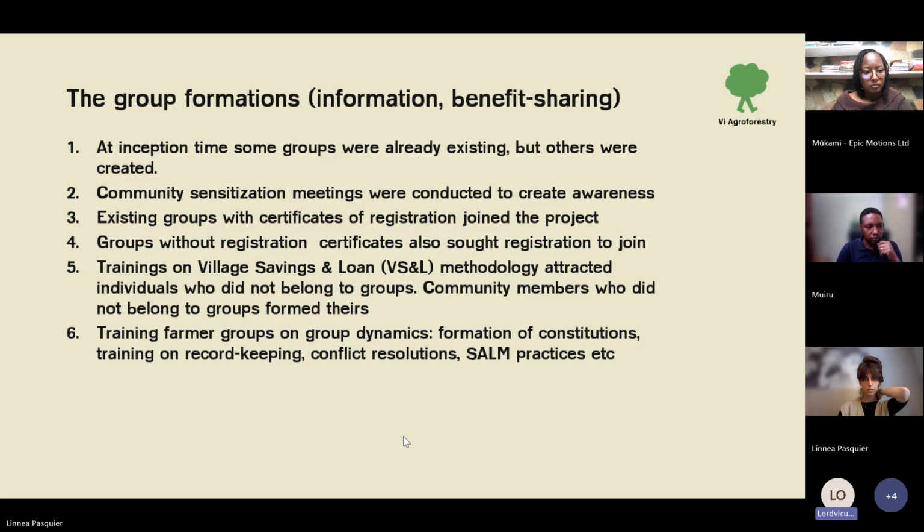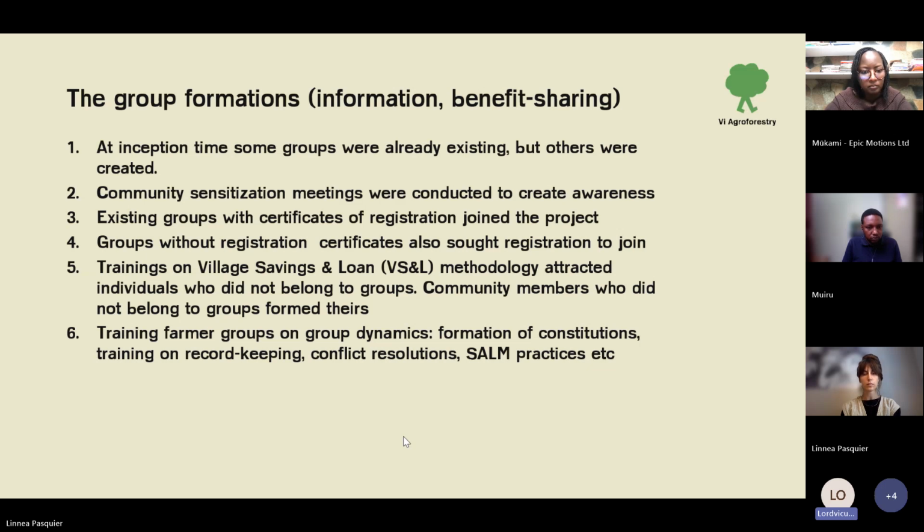Then to strengthen these groups, we introduced what we call village savings and loaning, whereby these farmers were saving their own money and loaning to members, and that worked well, and in fact helped us also to build these groups to make them strong.